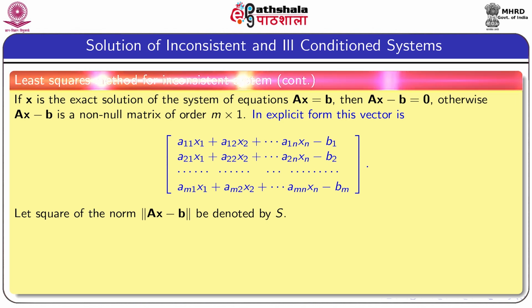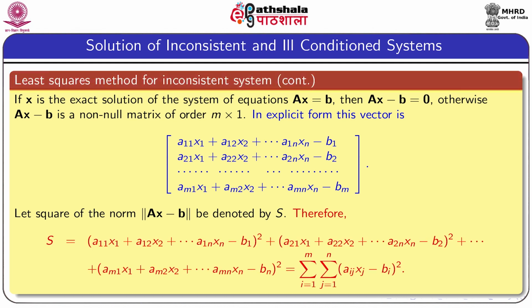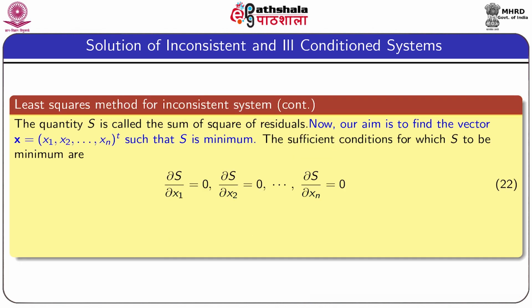Let the square of the norm of the vector Ax minus b be denoted by s. Therefore, s is given by this formula: s equals summation i equal to 1 to m of (summation over j equal to 1 to n of aij xj minus bi) whole square. The quantity s is called the sum of squares of residuals. Our aim is to find the vector x such that the sum of squares of residuals s is minimum.